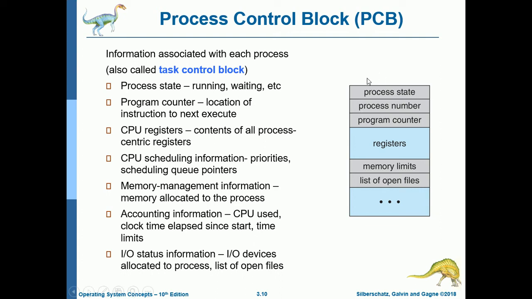So this is an example of a diagram of a PCB. These are the parts. This is an example: process state, process number, program counter, registers, memory limits, list of open files, and others which are not included. So these are the common parts of the process control block.